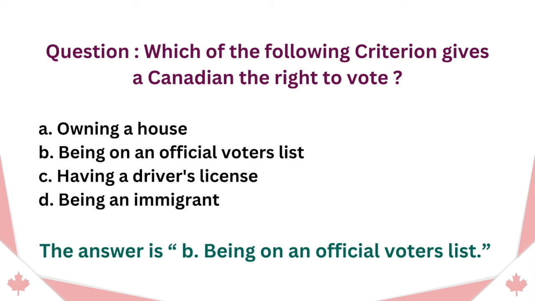Question: Which of the following criterion gives a Canadian the right to vote? A. Owning a house. B. Being on an official voters list. C. Having a driver's license. D. Being an immigrant. The answer is B. Being on an official voters list.